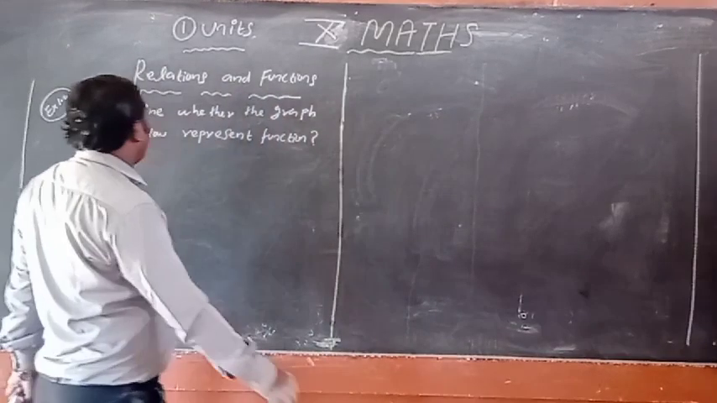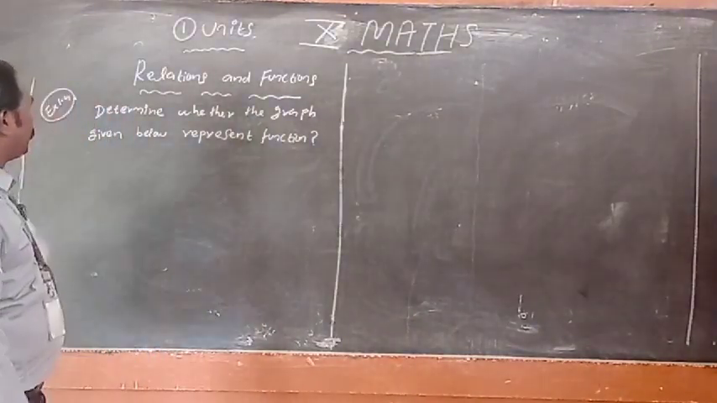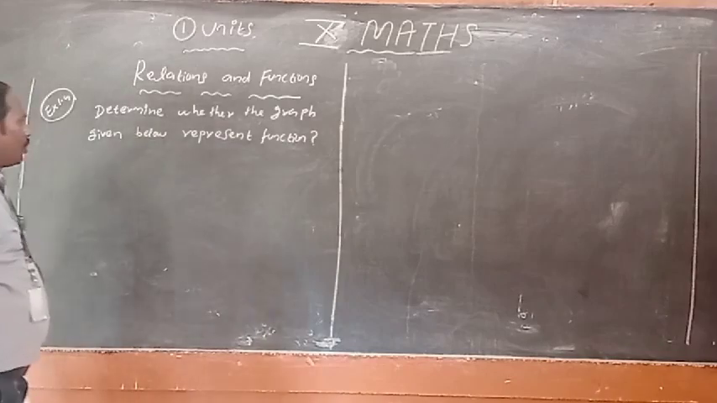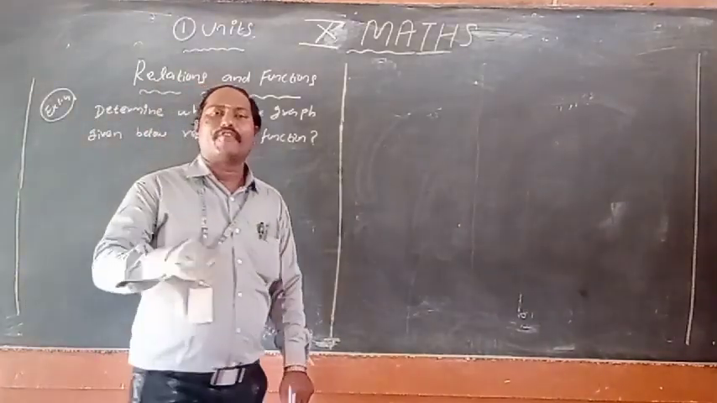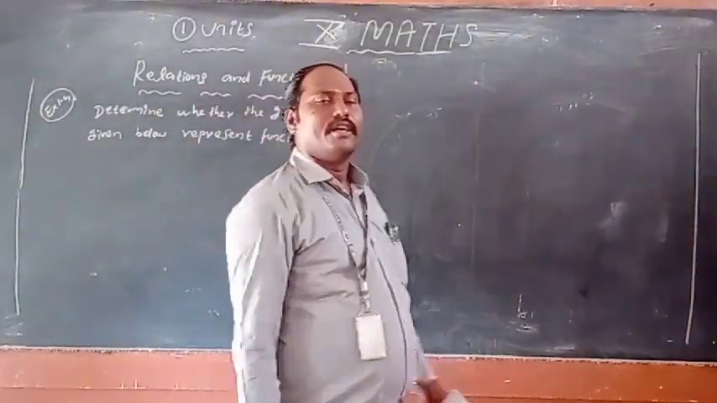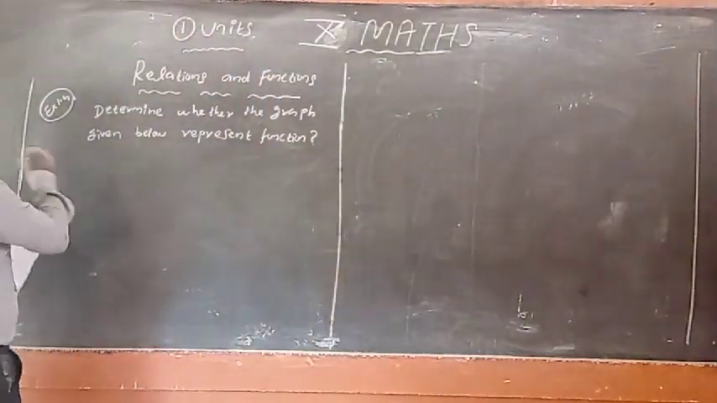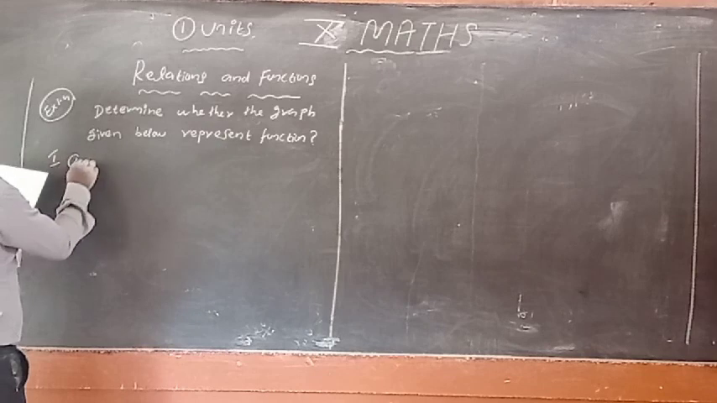Good morning students, now let us study our first unit, exercise 1.4, relation and function. Determine whether the graph given below refers to a function. So for each graph you decide whether it is a function or not a function. How to decide is very easy. Before I explain, let us look at the first one.